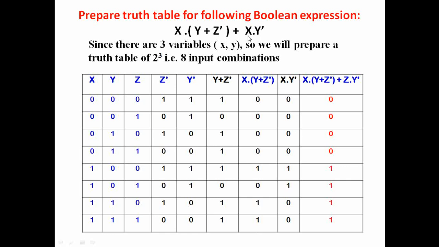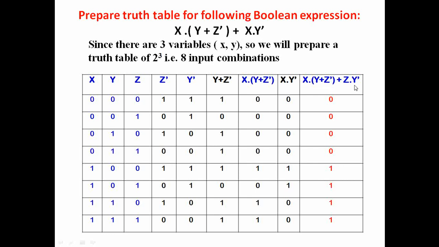Now we'll find x dot y bar. This is x and this is y bar. So you can multiply x, that is 0 dot 1 gives you 0, 0 dot 1 is 0, first 4 are 0, so we will get 0, and 1 dot y bar, 1 dot 1 is 1, 1 dot 1 is 1 and last 2 are 0, so we get zeros here.